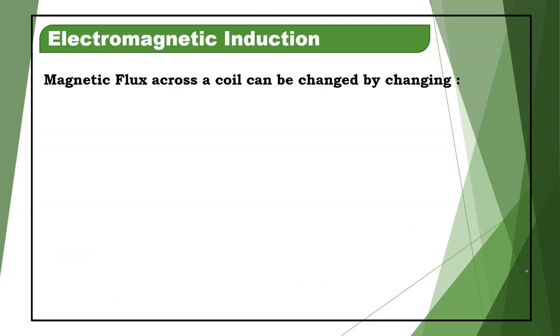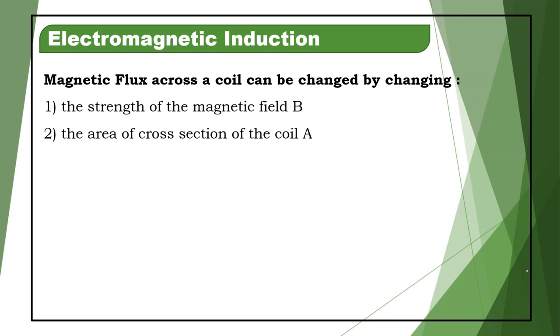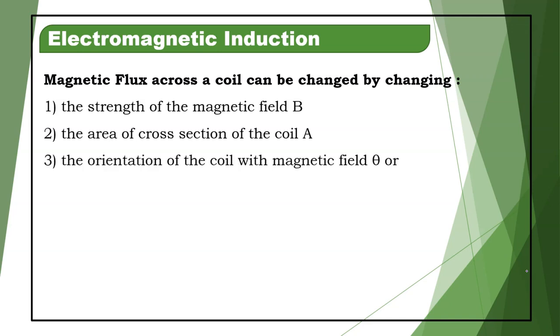Magnetic flux across a coil can be changed by changing the strength of the magnetic field B, the area of cross section A, or the orientation of the coil with the magnetic field, theta, which can be 0 or 180, depending on the orientation of the coil, or any combination of the above. If any combination is matched, that means this is the actual flux which you will get.